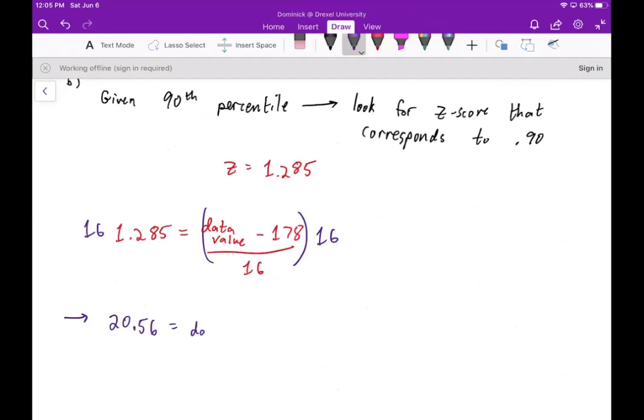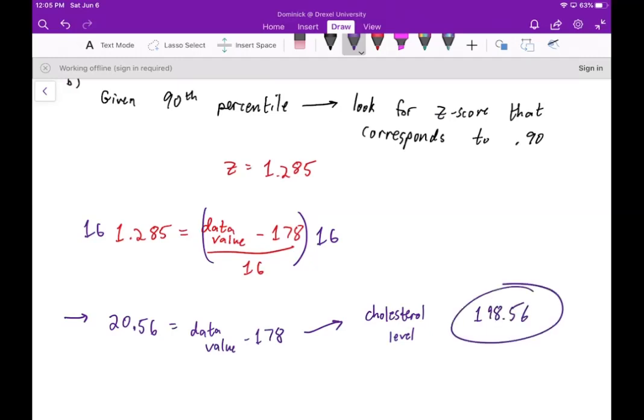And now that's equal to our data value minus 178. So if I add 178 to both sides, the cholesterol level would be 20.56 plus 178, and that would give me 198.56. All right, so close to 199 or 200 would be the 90th percentile.